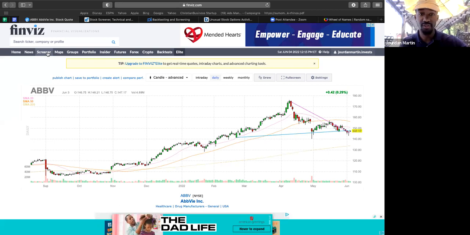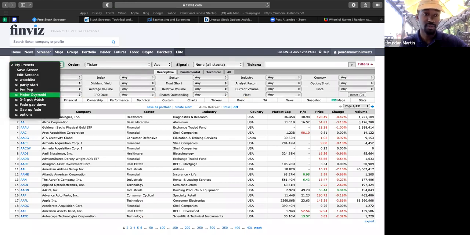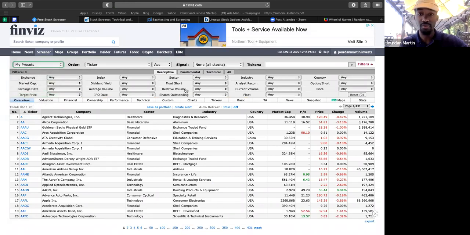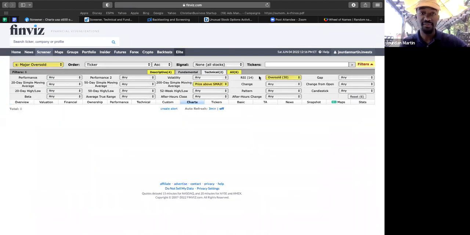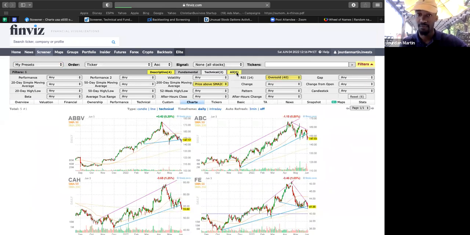So let me go back to the screener, and I'll show you that scan one more time before we move on. And that's my major oversold. When you set up a Finviz account, you can save these scanners in there so that you can always pop back in them. And I just changed it up to oversold 40. All right.